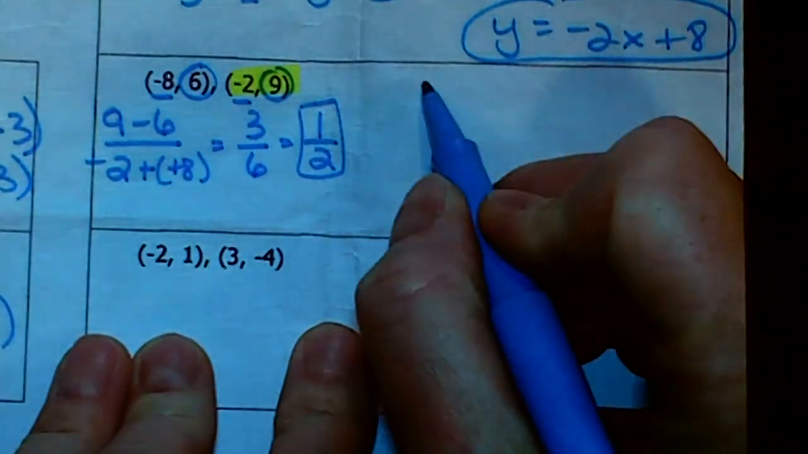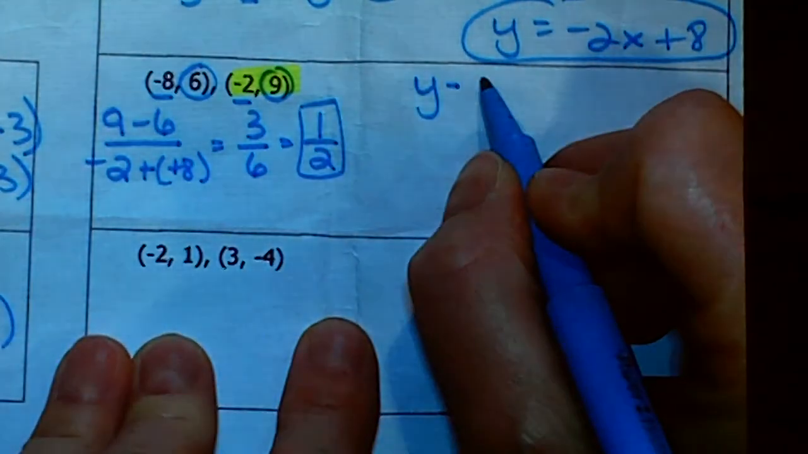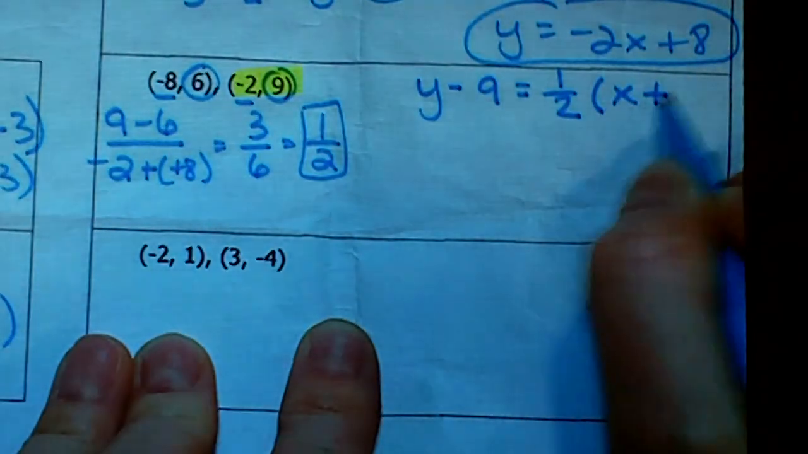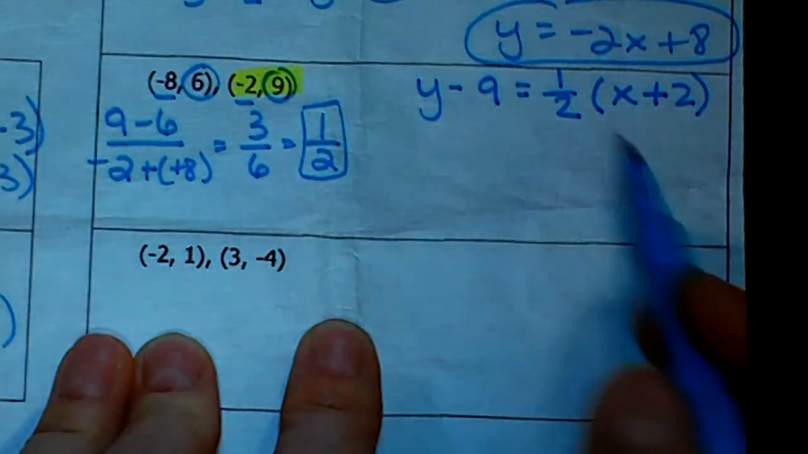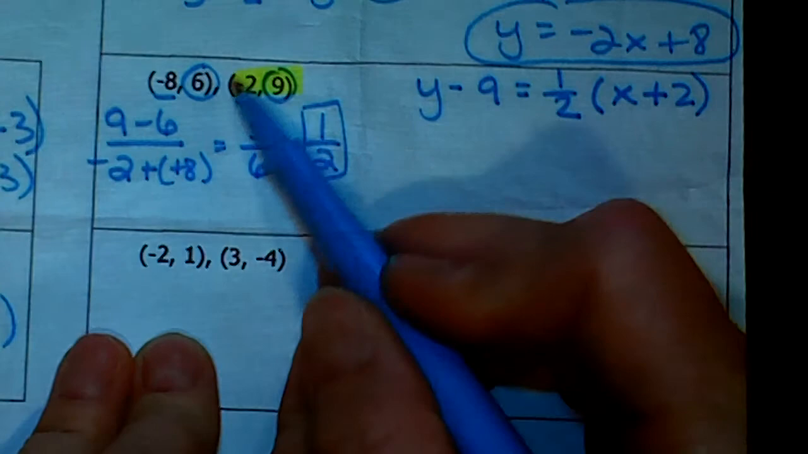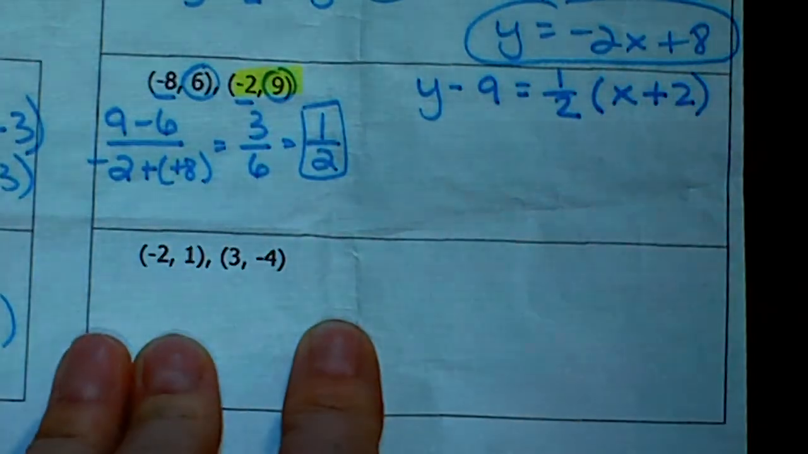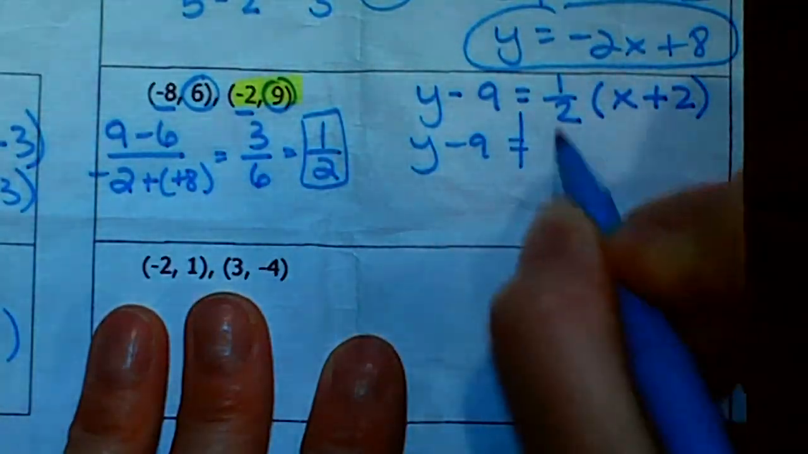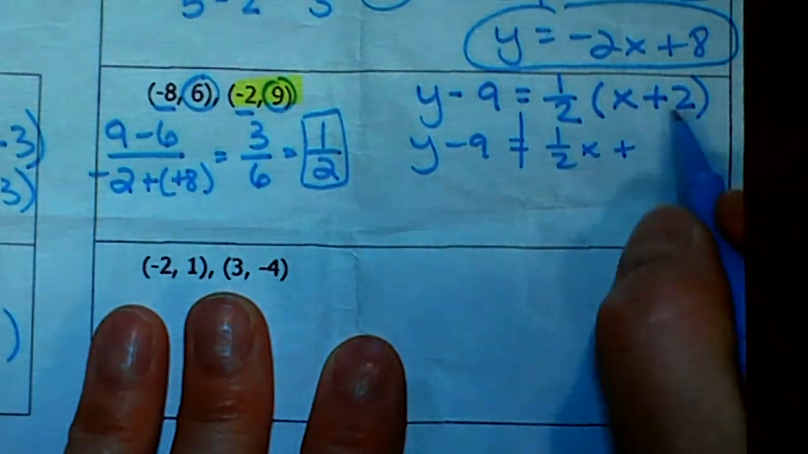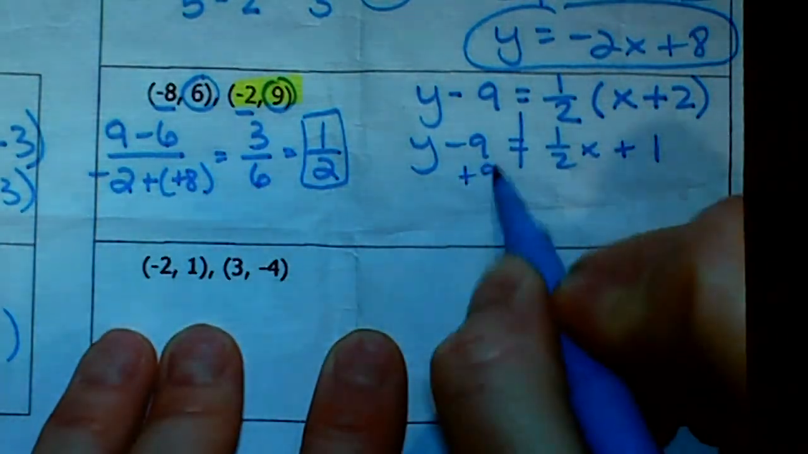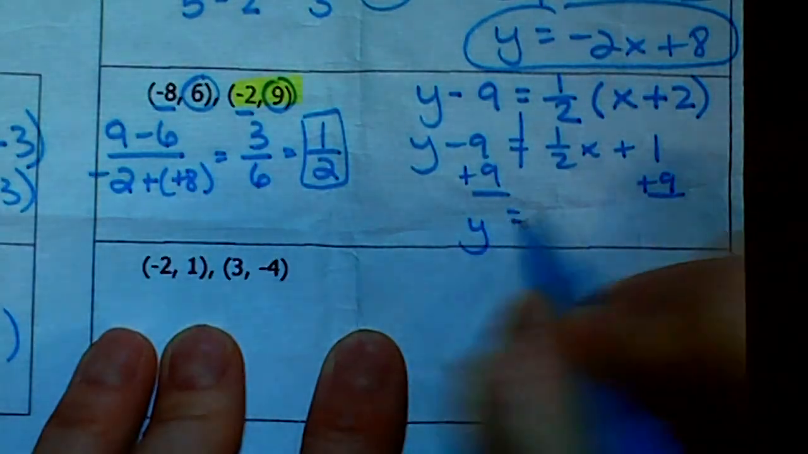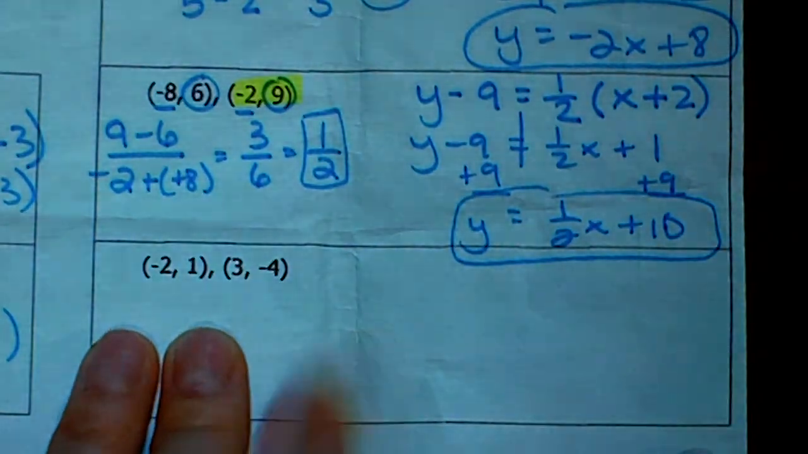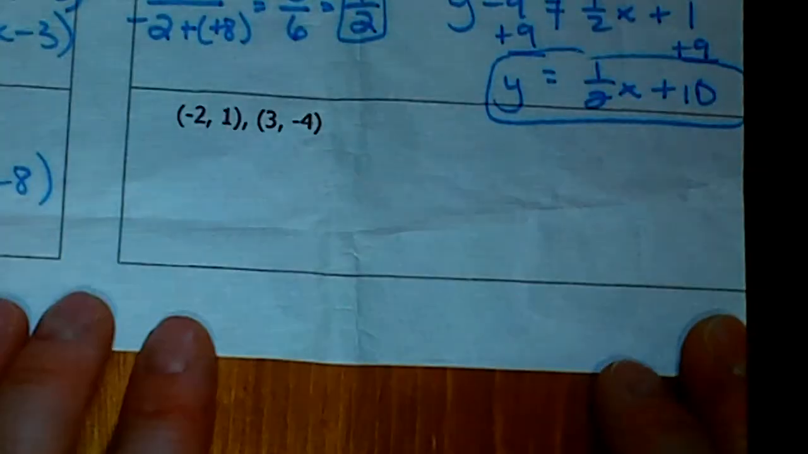So I'm going to set this up. y minus y1 equals the slope you just found times x minus x1, which is really now an x plus 2, right? Because x was a negative 2, and x minus negative 2 means plus a positive. So step 1, let's get rid of these parentheses. So now I have 1/2 x plus 1/2 times 2. That's 1. I'm going to add my 9. And y is equal to 1/2 x plus 10. So my y-intercept is 10. Voila! One more of this kind.